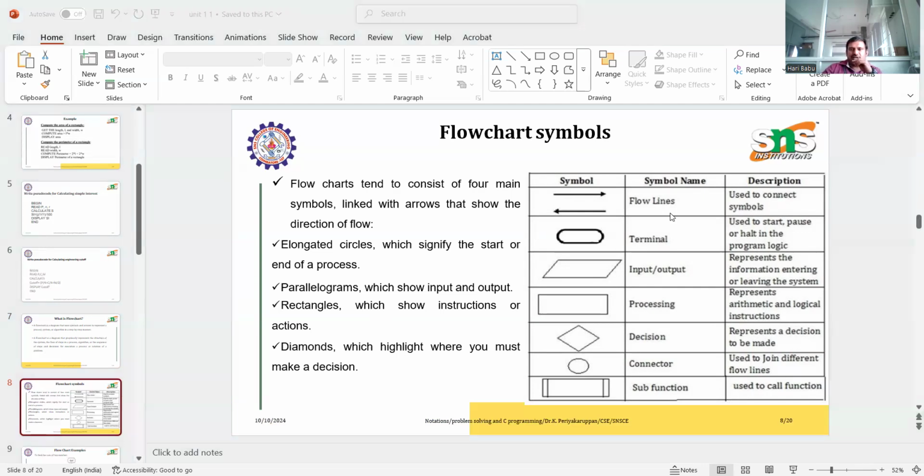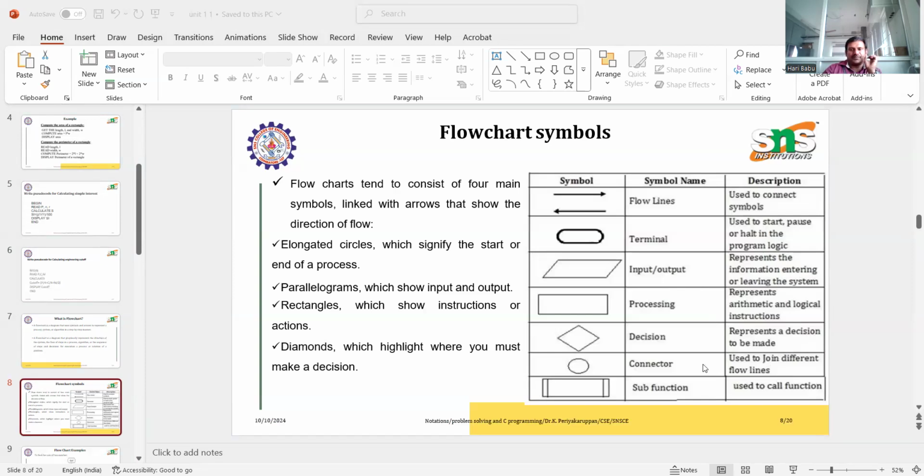Lines and arrows are used to connect the symbols. The terminal is used to start, pause, or halt in the program plan logic. Input or output represents the information entering or leaving the system. The processing symbol represents arithmetic and logic instructions, used for calculation purposes. Decision represents yes or no, or pass or fail.